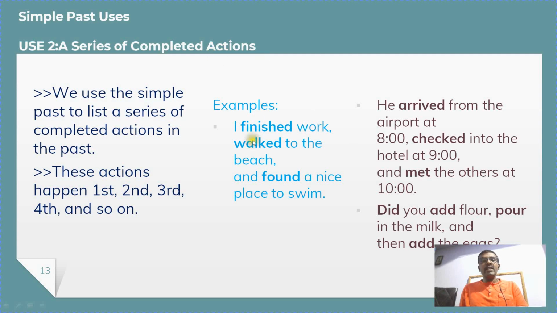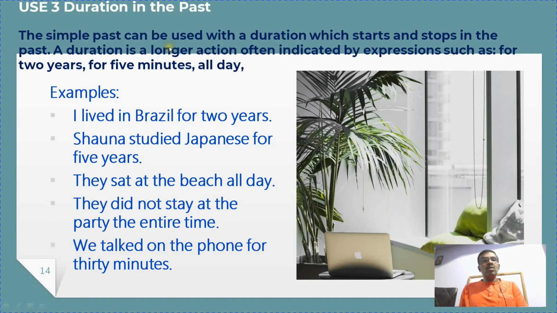Second use, a series of completed actions. I finished the work, walked to the beach, and then found a nice place to swim. Likewise, completed actions are repeated in the same sentence. To represent sentences like these, we are using the simple past tense. Some actions might have consumed a little bit of time in the past. To represent those actions, we are using the simple past tense. I lived in Brazil for 2 years. Those 2 years were spent in the past. To denote it, we are using the simple past tense.